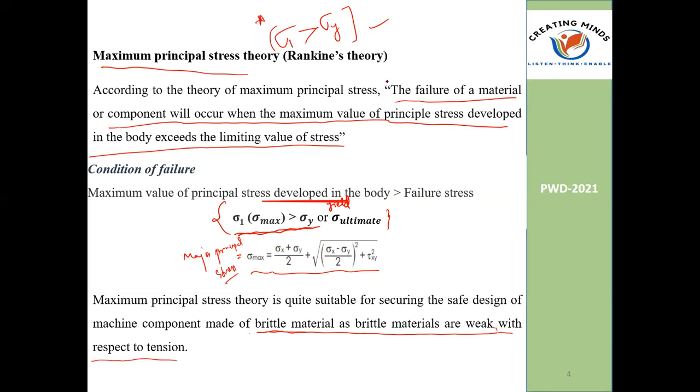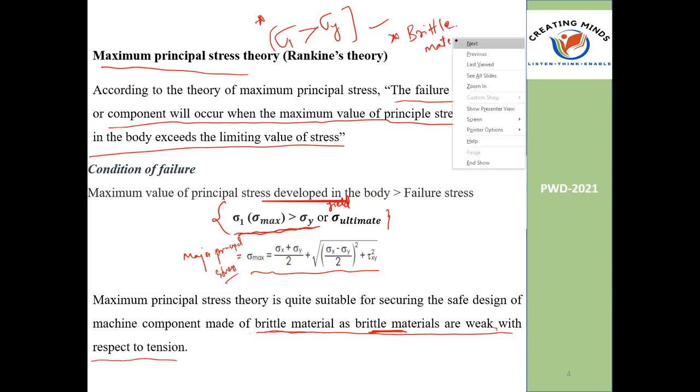What is the second point you have to remember? This theory is applicable for which kind of material? Brittle. This kind of theory we can see in brittle materials. So these 2 points you have to remember.